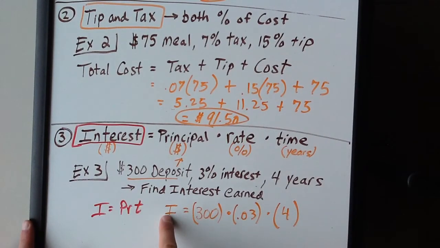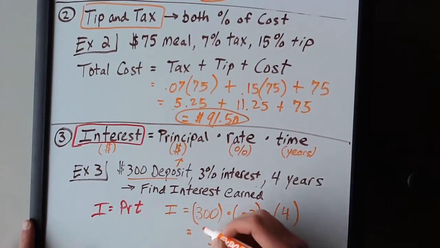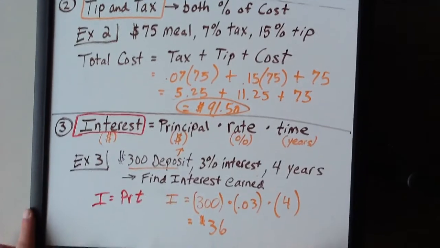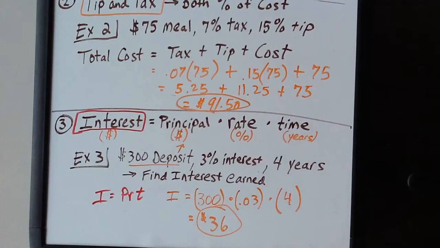Okay, so interest is equal to principal times rate times time. 300 times 0.03 times 4, and we get 36. All right, so $36 is the amount of interest earned in that time span and at that interest rate. So be sure you have these 3 examples down. You'll turn these in tomorrow.